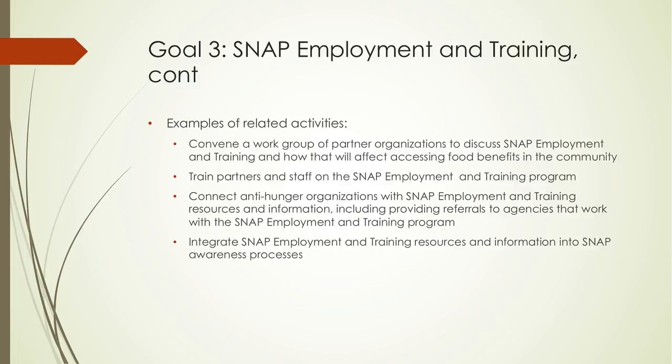So some examples of related activities are to convene a work group of partner organizations to discuss SNAP employment and training and how that will affect accessing food benefits in the community. Train partners and staff on the SNAP employment and training program. Connect anti-hunger organizations with SNAP employment and training resources and information, including providing referrals to agencies that work with a SNAP employment and training program, and integrate SNAP employment and training resources and information into SNAP awareness processes.